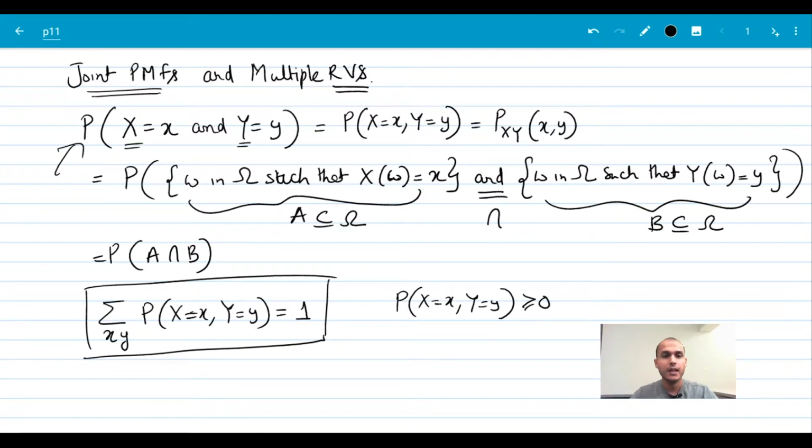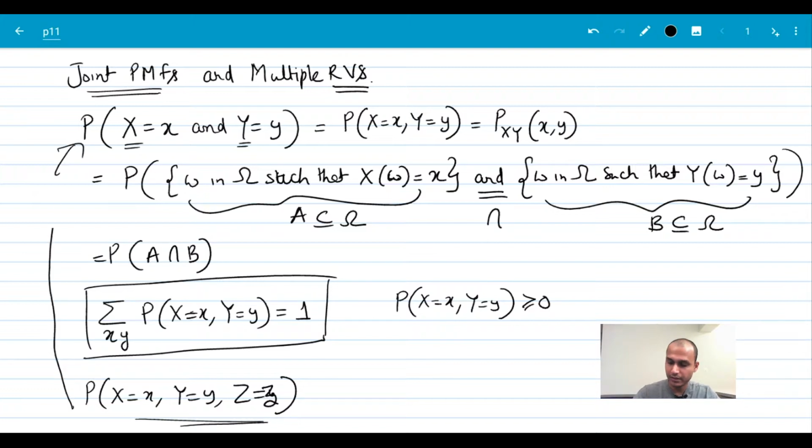And why limit to two random variables? We can also talk about P of X equals x, Y equals y, and Z equals z. This can be defined in a very similar way. I will not expand it, but we can do that.